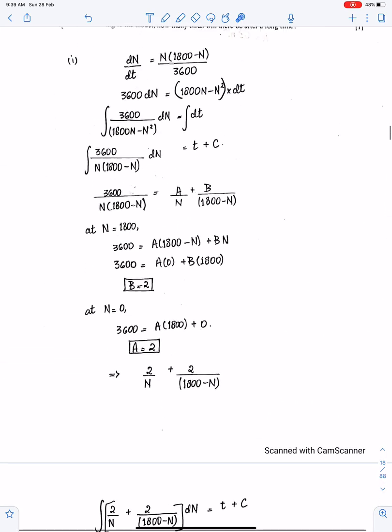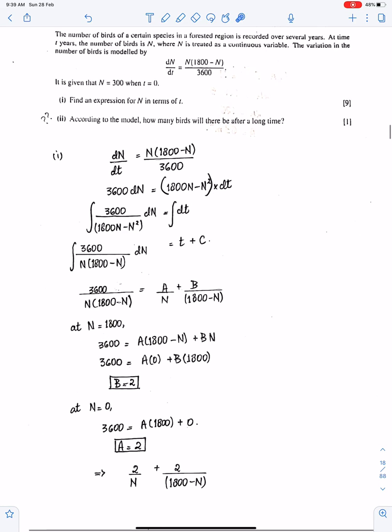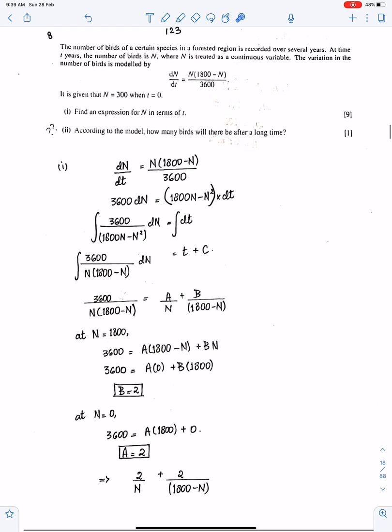If you want to check the solution again, or if you want to take a screenshot of the solution, you can.